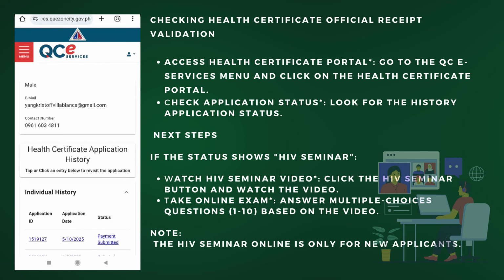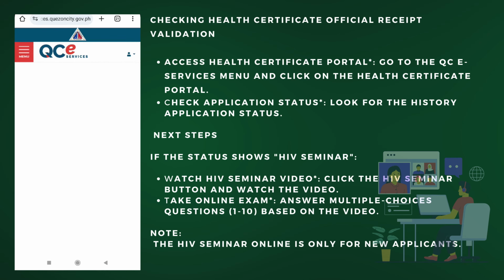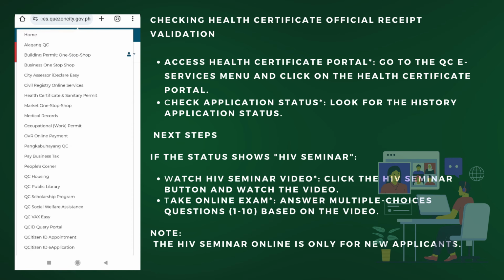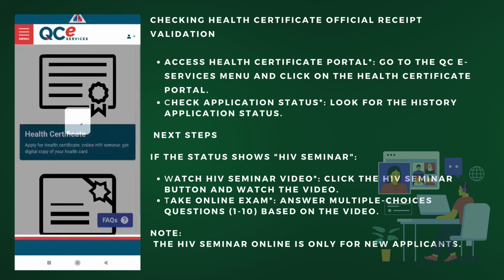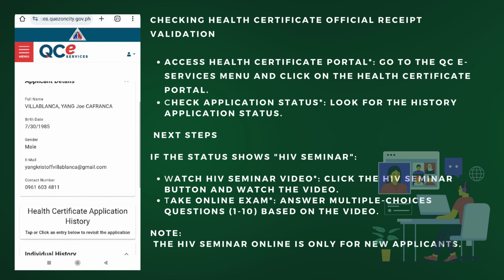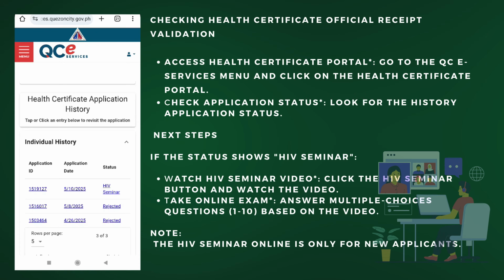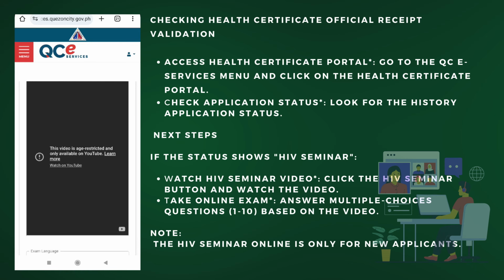Checking health certificate official receipt validation. Access health certificate portal. Go to the QCE services menu and click on the health certificate portal. Check application status. Look for the application status. Next steps. If the status shows HIV seminar, watch HIV seminar video. Click the HIV seminar button and watch the video. Take online exam. Answer multiple choice questions, 1 to 10, based on the video. Note, the HIV seminar online is only for new applicants.